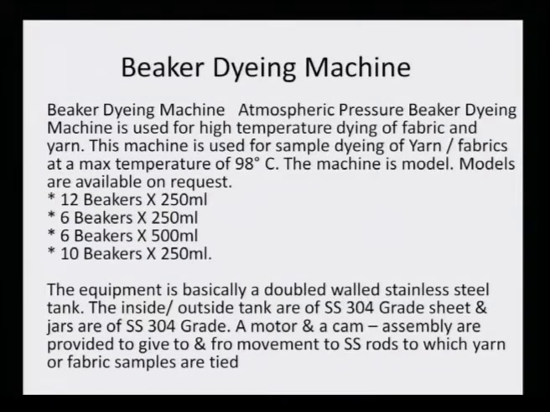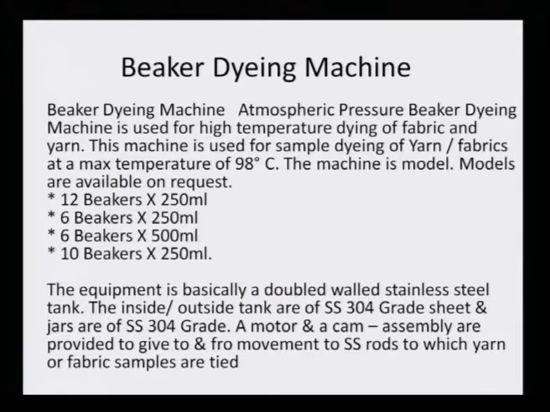Beaker dyeing machine. The beaker dyeing machine, actually also an atmospheric pressure beaker dyeing machine, is used for high temperature dyeing of fabric and yarn. So it is meant for yarn as well as fabric. This machine is used for sample dyeing of yarn and fabrics at a maximum temperature of 98 degrees, almost close to boiling temperature. The machine has several models and beakers available. It may have 12 beakers of 250 ml capacity or 6 beakers of 250 ml capacity, so between 6 to 12 beakers are possible, with different capacities of beakers that can be fitted.